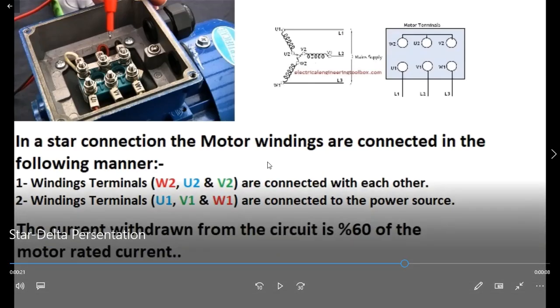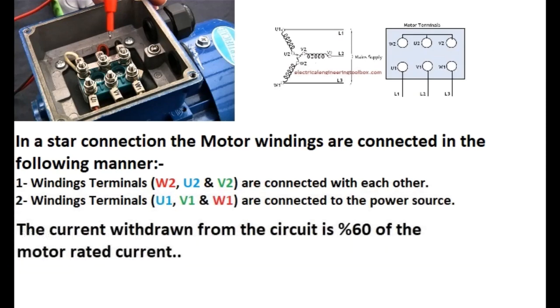And here we have the star connection. A star connection is highlighted here, as you can see. In a star connection, the motor windings are connected in the following manner. Winding terminals W2, U2 and V2 are connected with each other. Winding terminals U1, V1 and W1 are connected to the power source.